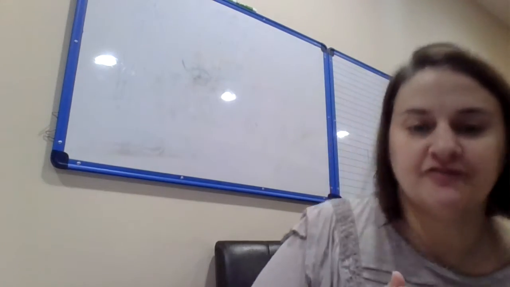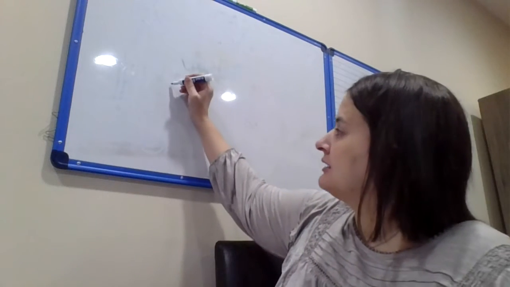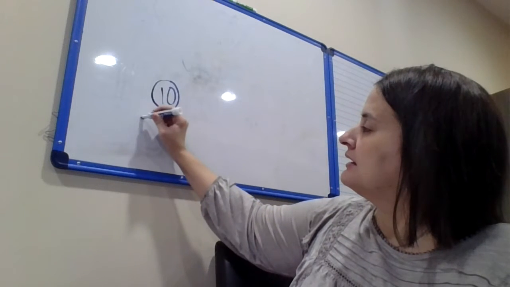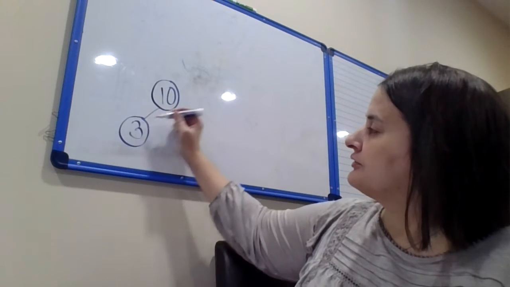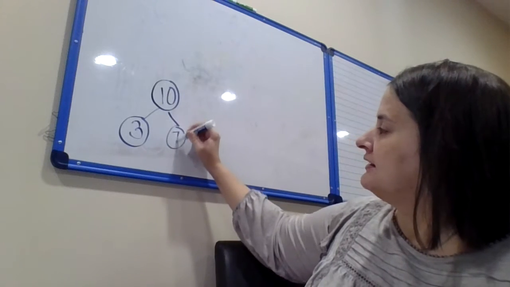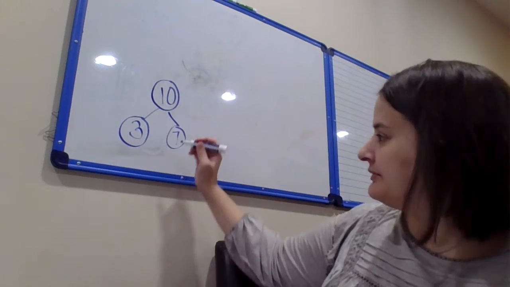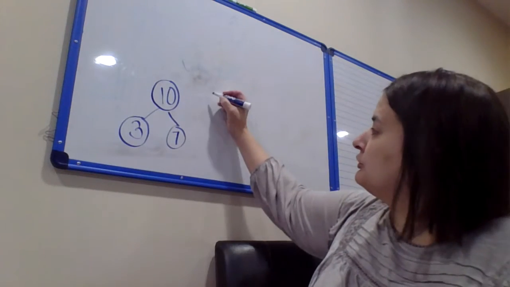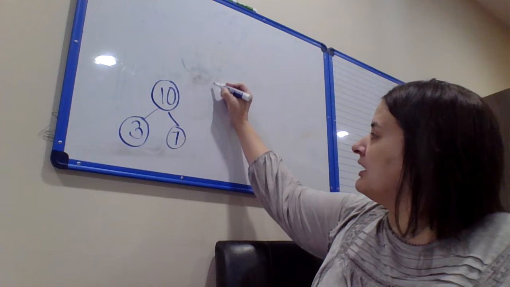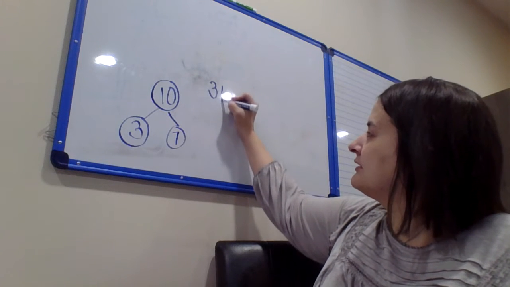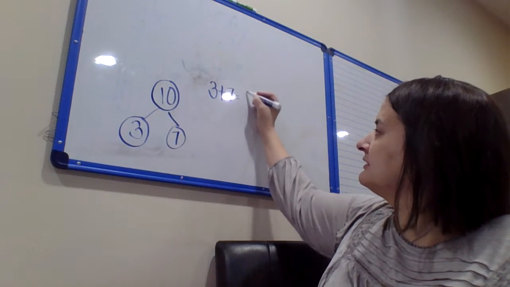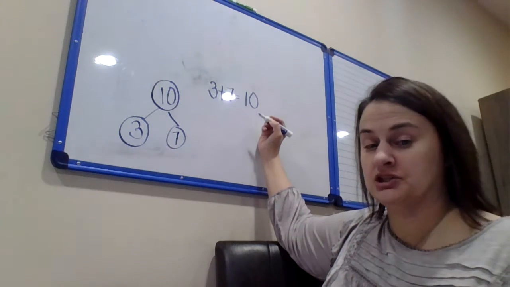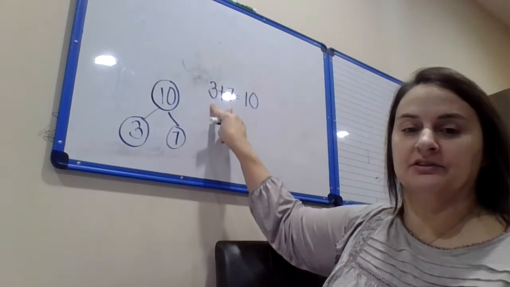So a good fact family might be 10, and 2 parts of 10 are 3 and 7, right? You with me? Let me make that 7 a little better so you can see it. So I can easily look at this number bond and I can say 3 plus 7 equals 10, right? Yeah, you're with me so far, aren't you? Okay, and then I can take the 3 and the 7.